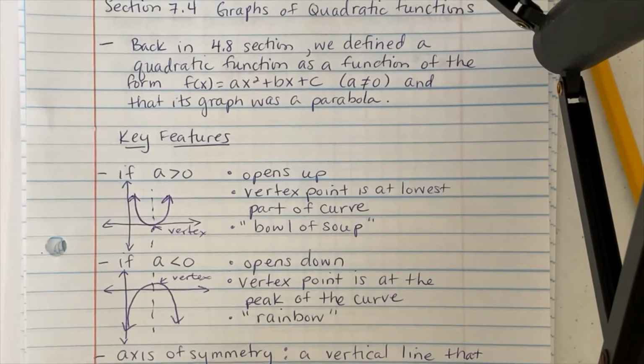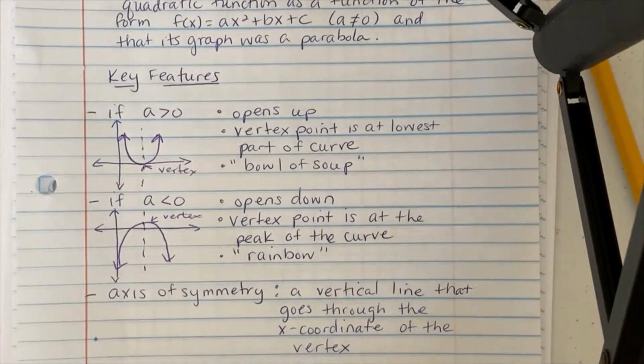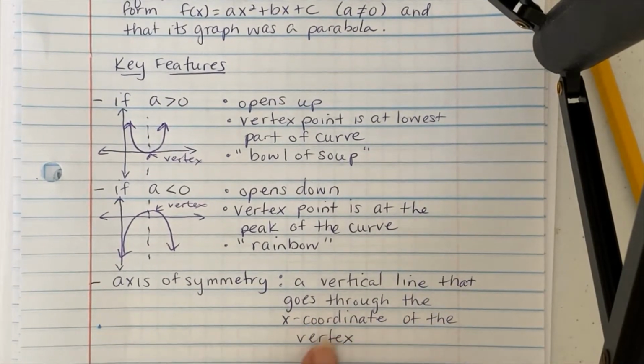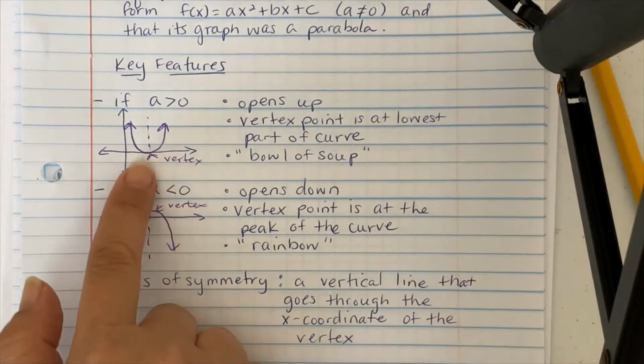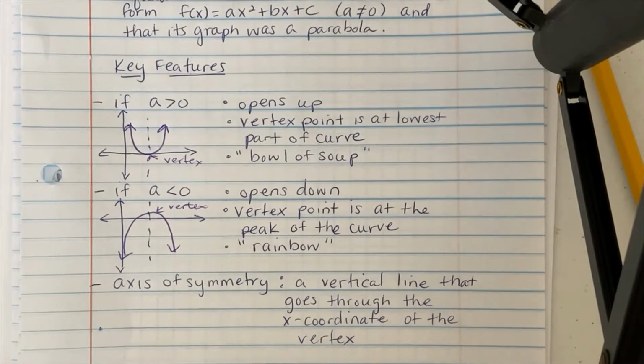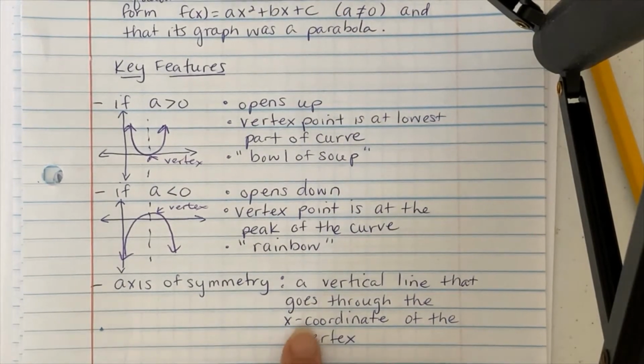The other key feature of the parabolas is it has an axis of symmetry, which is a vertical line that goes through the x-coordinate of the vertex. So this dashed line, basically what it does, it splits your parabola in half. So it's kind of like a mirror image that you can fold the paper on itself. And it'll always go through the x value of the vertex.